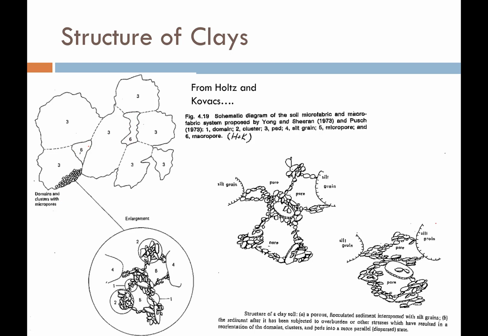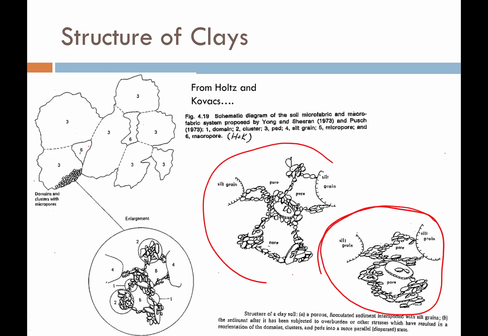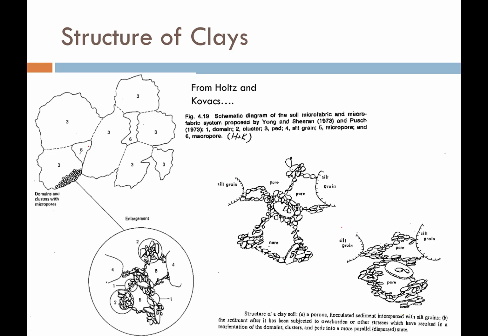So if we were to combine it all together, this is what these pictures right here show. This is what it would look like if you were to zoom in and see a clay molecule up close, at least as a schematic. This one on the left represents a flocculated sediment interspersed with silt grains. Flocculated means that the particles are bonded together, they're touching, but you have a lot of pore space in between.